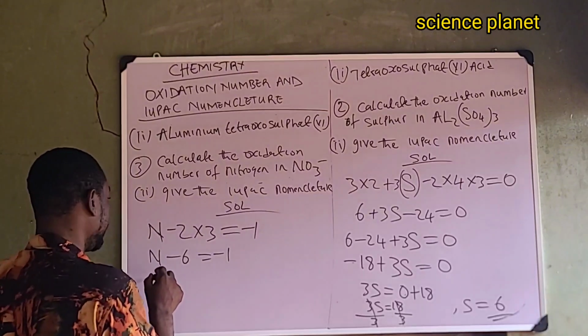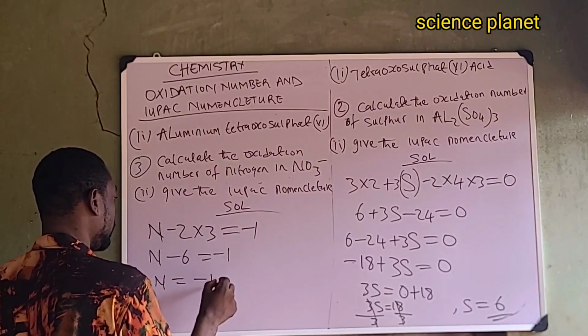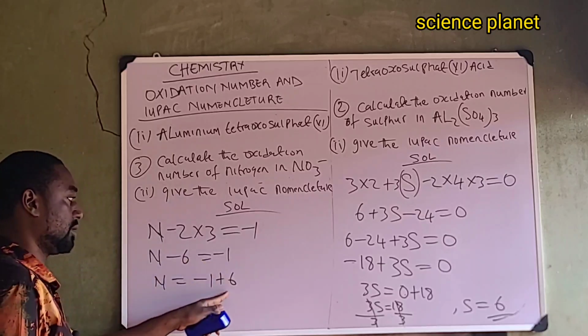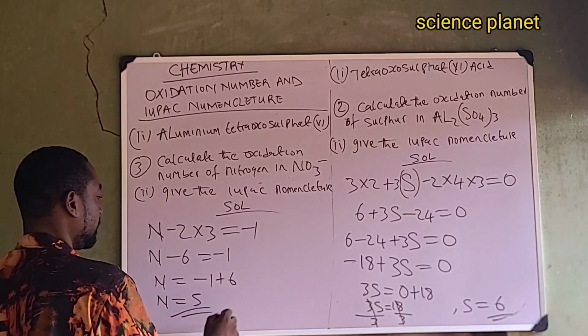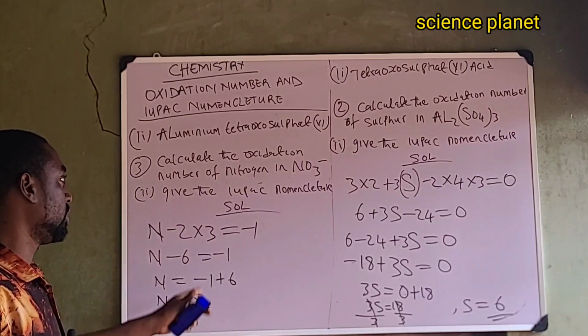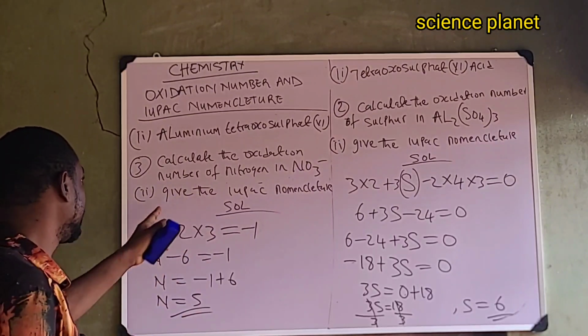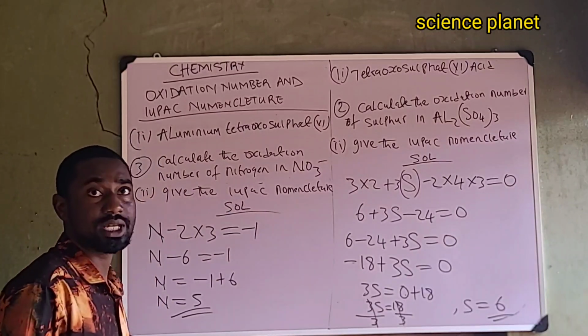So let's go. N minus 2 times 3. Minus 2 times 3 will give you minus 6, equal to minus 1. Then you collect like terms. Write N equals minus 1 plus 6, because minus 6 crossing over to the other side will give you plus 6. So minus 1 plus 6 will give you N equals what? 5, plus 5. Very simple, and that is the answer.